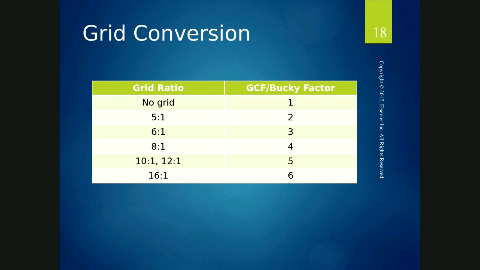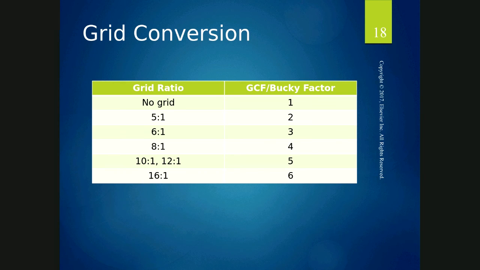Looking at these things, you can see that if you don't use a grid, your technique stays the same, right? That's basically what your Bucky factor or your grid correction factor is telling you. It's telling you how much more or less you need to be using to make your x-ray still turn out. So if you go from no grid to no grid, you don't have to make any changes. But if you go from using no grid to using a 16-to-1 grid, you need to use 6 times as much x-ray.